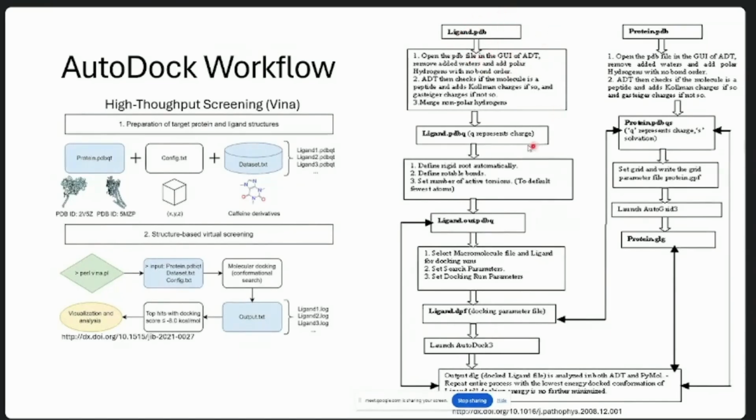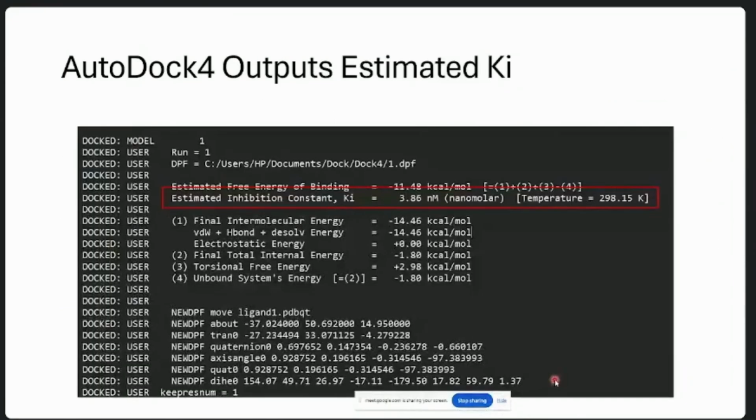So this is basically the AutoDock 4 workflow, as we said: the ligands, proteins. We have the PDBQT files. We have the docking parameter files. And finally, we would have the docked ligand file and maybe the final PDB file. AutoDock 4 outputs the estimated inhibition constants also. This feature is obviously not present in AutoDock Vina. So this is the estimated Ki, and this is, for example, the estimated free energy of binding in kilocalories per mole. The more negative, the more favorable the interaction is.